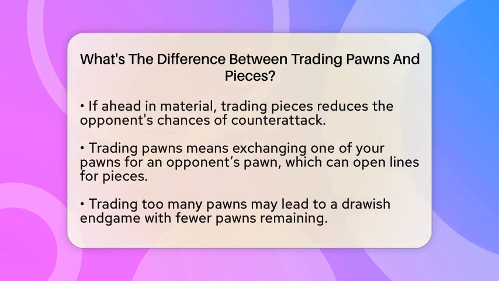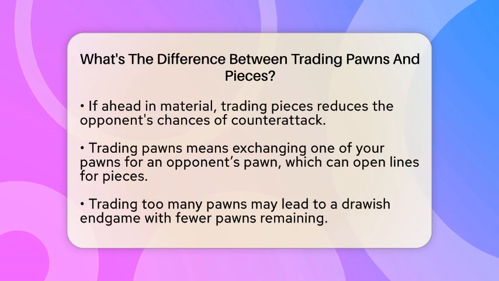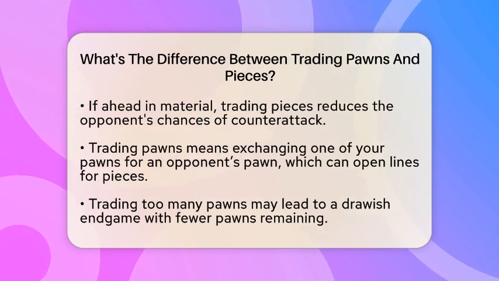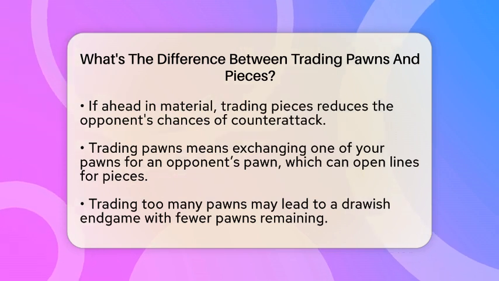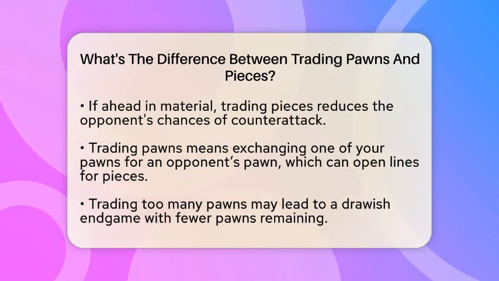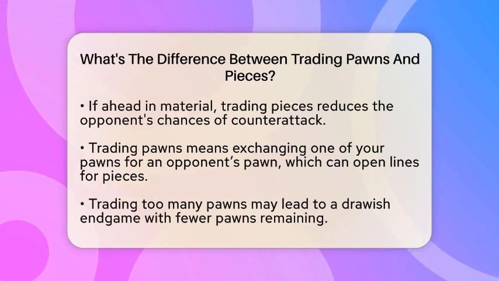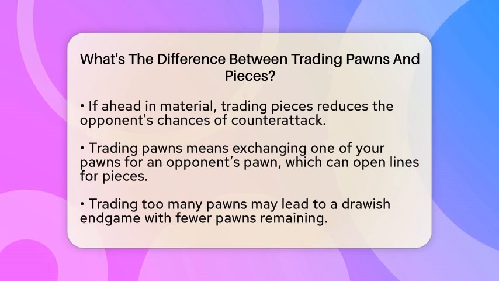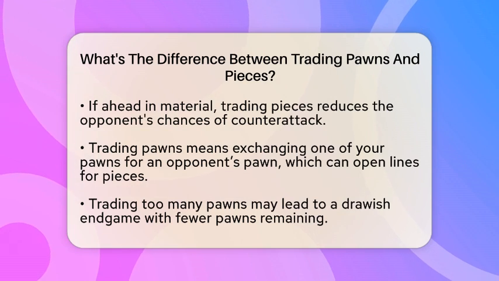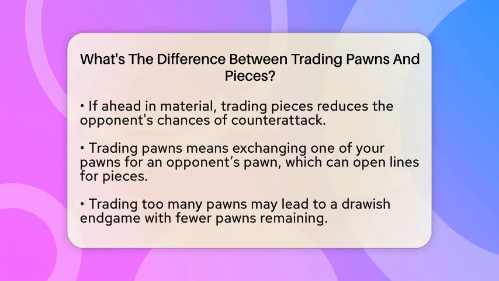Now let's look at trading pawns. This means exchanging one of your pawns for an opponent's pawn. For example, if your pawn captures an opponent's pawn and is then captured back, that is a pawn trade. Trading pawns can open lines for your pieces and create passed pawns. However, if you trade too many pawns, you might end up with a drawish endgame where both sides have few pawns left. There are some key differences between these two types of trades.